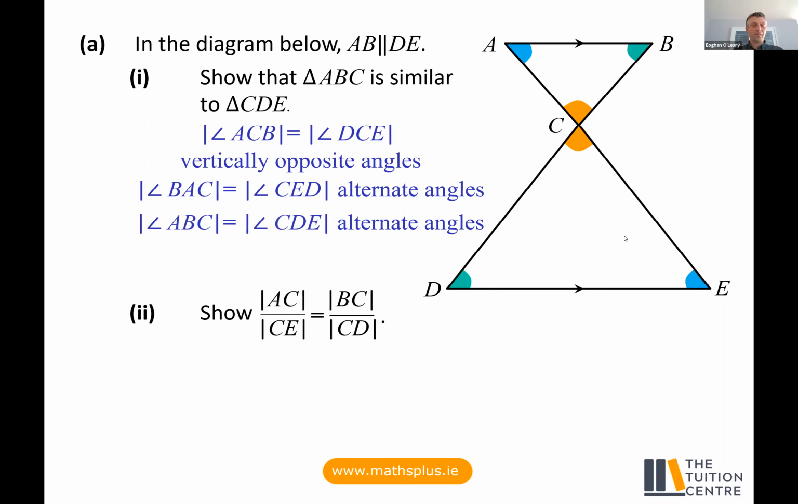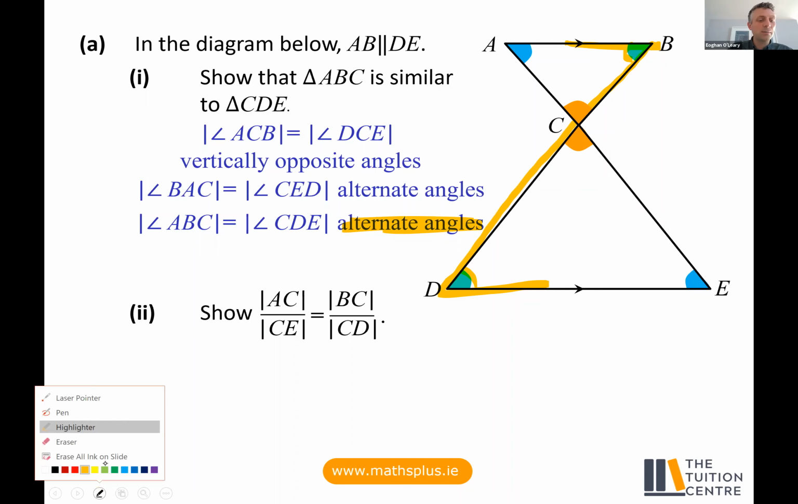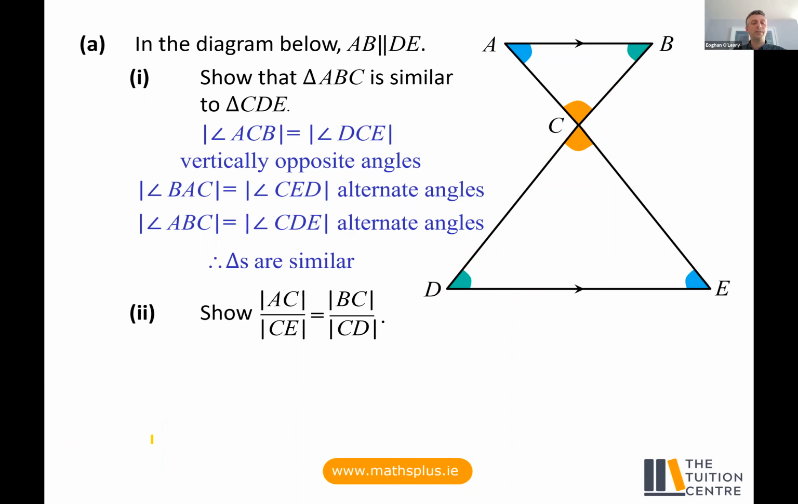And similarly, we can say that angles ABC and DCE are alternate angles as well because of the Z shape. Let me just draw it in once there. Because of the Z shape, you can see these are equal to each other. We could have also said here, instead of saying alternate angles, that they're the third angles in both cases. So we have three matching pairs of angles. So therefore, we're dealing with similar triangles. That was a 10-mark question.